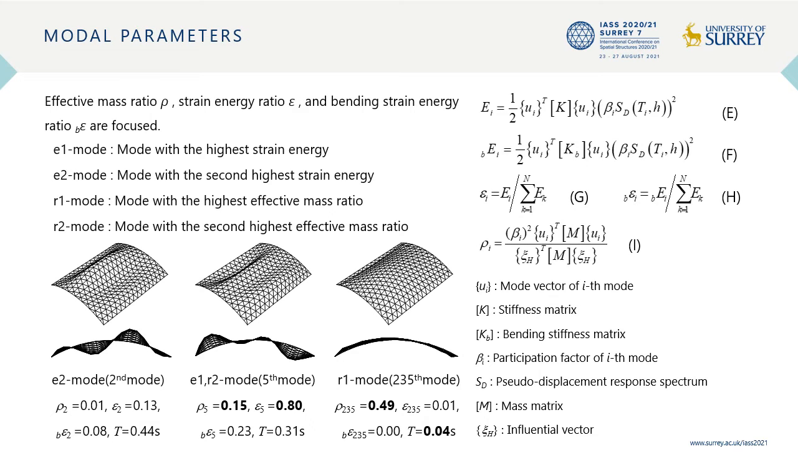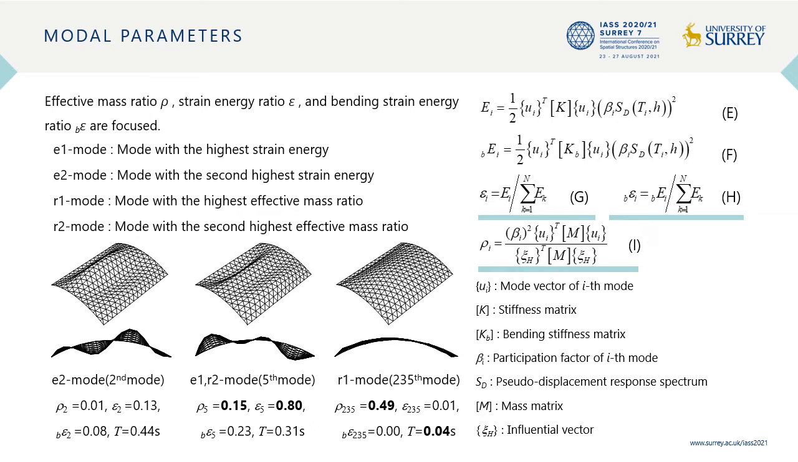Next, I'd like to explain how to select the two vibrational modes. Among the model parameters shown in the equation on the right, we focused on strain energy ratio and the effective mass ratio. Hereafter, as shown in the screen, we named the vibrational modes E1 mode, E2 mode, R1 mode, R2 mode by focusing on the strain energy ratio and the effective mass ratio.